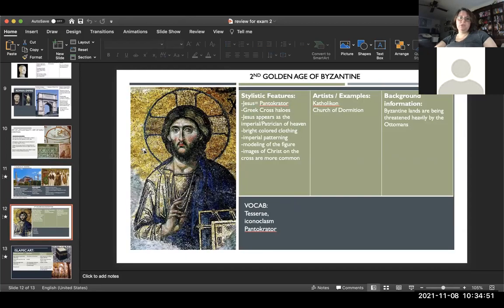Okay. So the second golden age of Byzantine is a golden age that switches the look of Jesus. So we talked about Jesus moving into a more patrician representation from the early Christian plebeian style. Now we see Jesus as being represented as the King of Heaven, but we get a new look to Jesus's face, and we label it the Pantocrator.